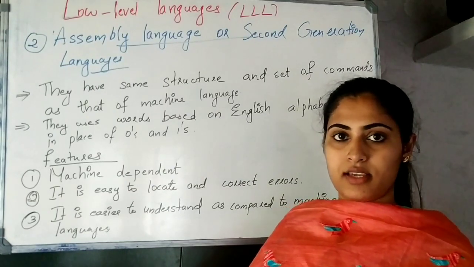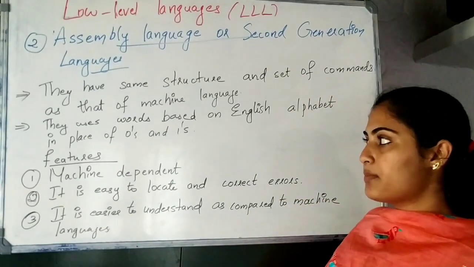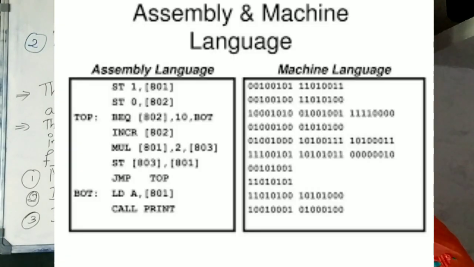And second point is, they use words based on the English alphabet in place of zeros and ones. In machine language, we purely used binary form, that is zeros and ones. That is, computers in which machine language is used understand only zeros and ones.